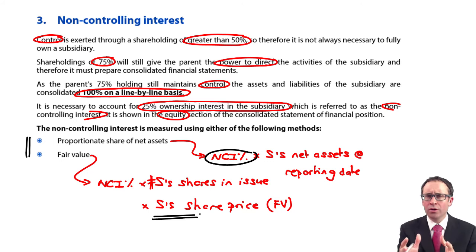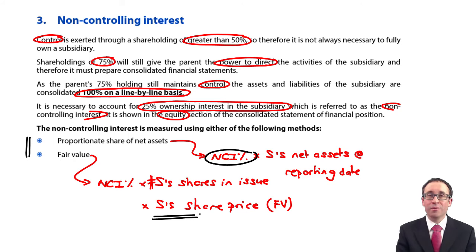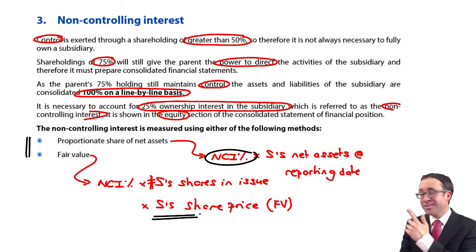So that's it. That's your non-controlling interest. We're going to go through and move that on now in the next video and begin to start looking at an asset that hasn't yet appeared, and that asset is goodwill.